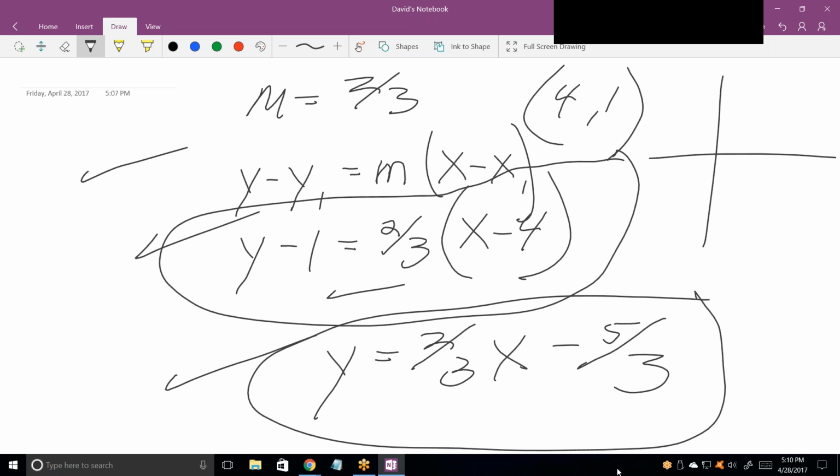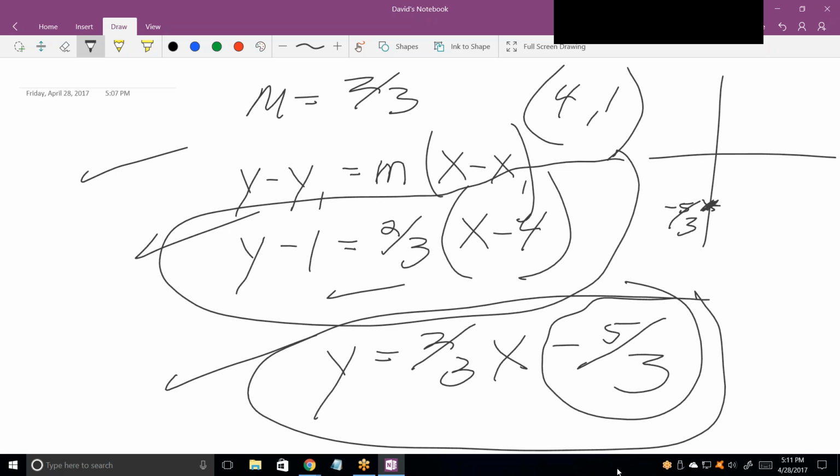How do you graph that? Where do you start? You plug in the y-intercept, which is minus 5/3. That's where you start. That's the y-intercept. So we know that that point is on our line. Now let's get another point. We can't graph it until we have 2 points.